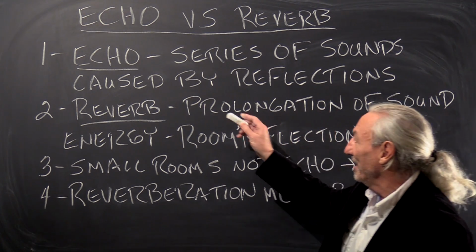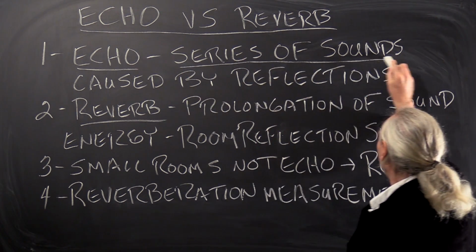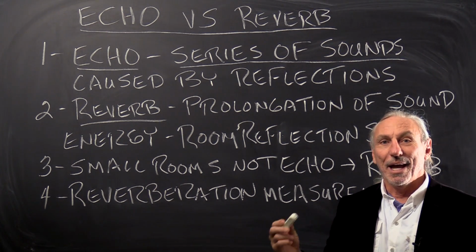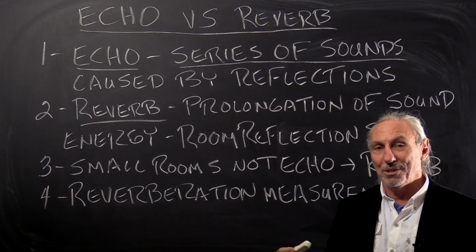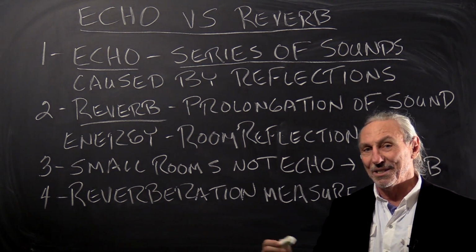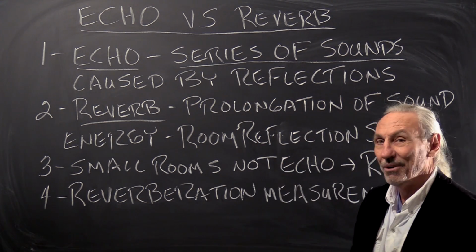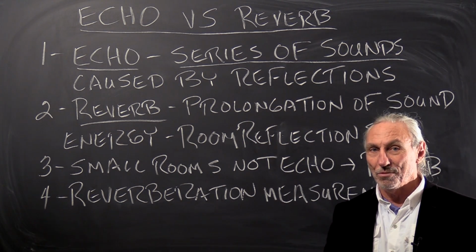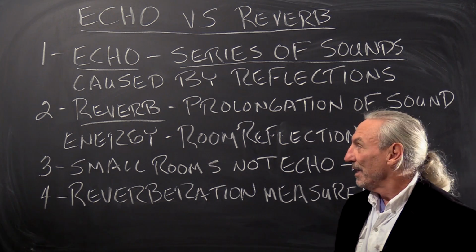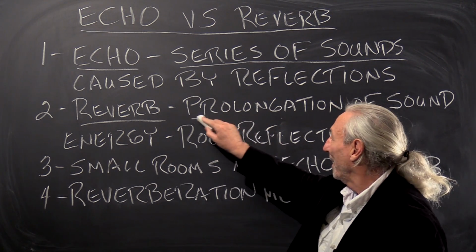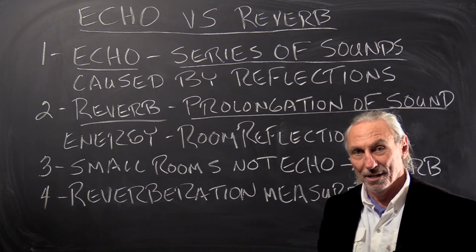Echo is a series of sound, okay? And it usually implies that these series of sounds are over a distance. So we got series of sound and distance. Just remember those 2 variables as we move through this. Reverb is a prolongation of sound.